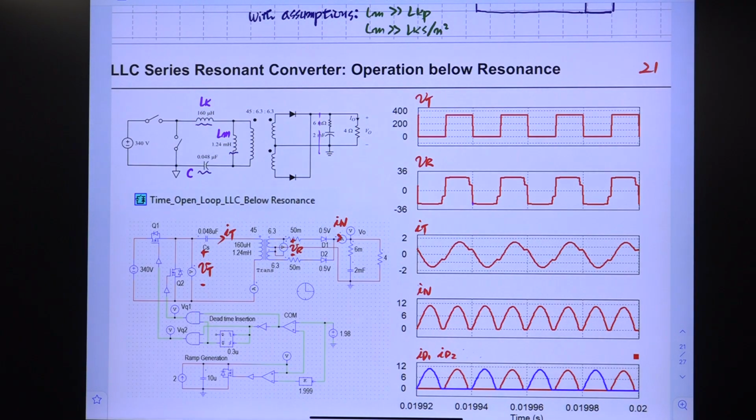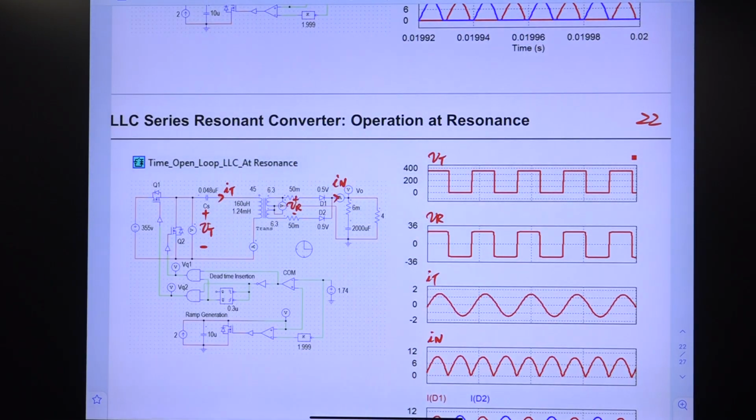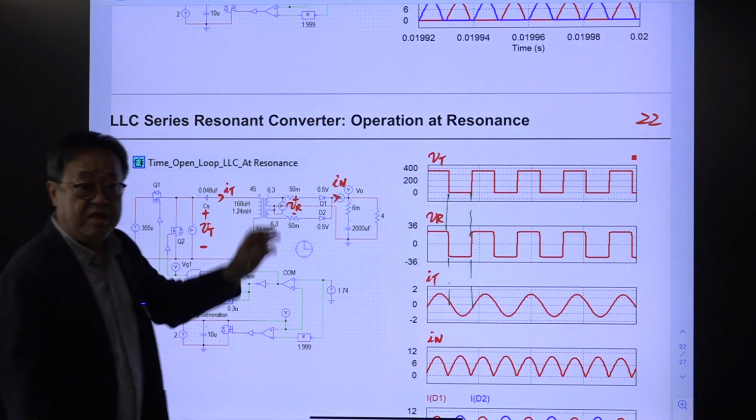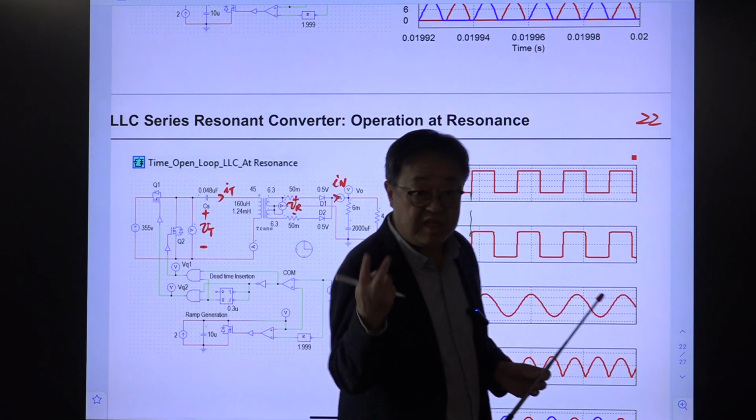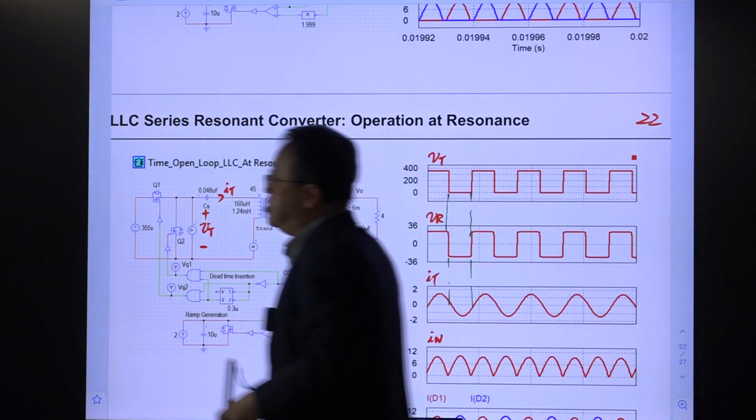Turn on with high voltage and reverse recovery of the slow body diode. Okay, this is the operation at resonant frequency. So you have exact synchronization in phase, everything. Okay, these are ideal waveforms, but you cannot get this. You cannot put your switching frequency at exact resonant frequency for 2 reasons. I explained that earlier.